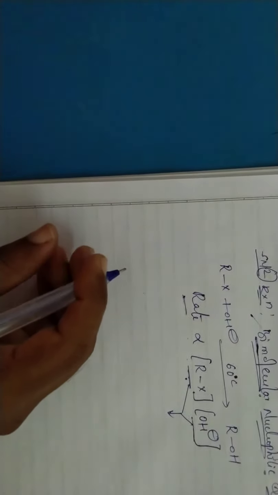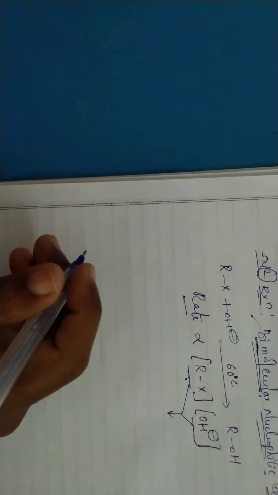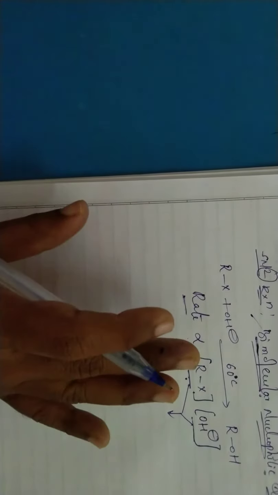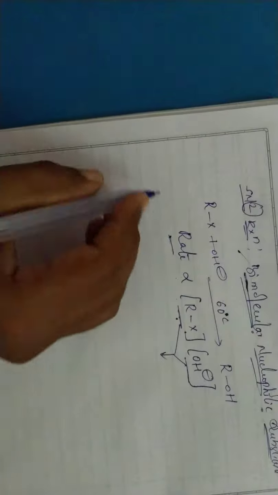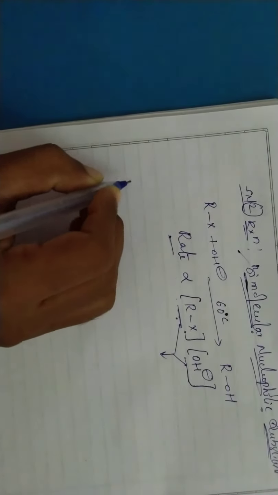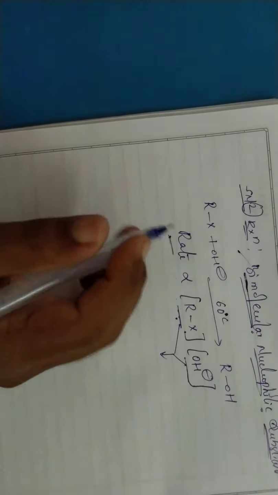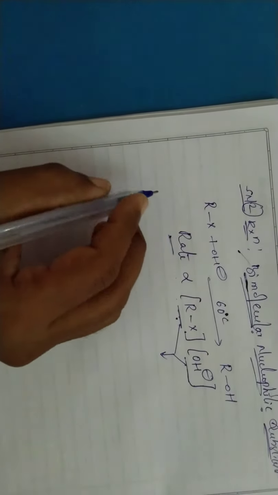So this is about the SN2. Generally SN1 undergoes two steps, but SN2 completes in only one step. In SN1 there are two steps: the first is the slow step and the second is the fast step. But the SN2 reaction completes in only one step. So what happens here, we'll see. Also, tertiary alkyl halides undergo SN1, but primary alkyl halides undergo SN2.